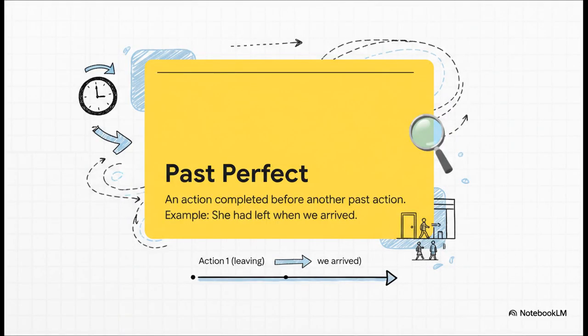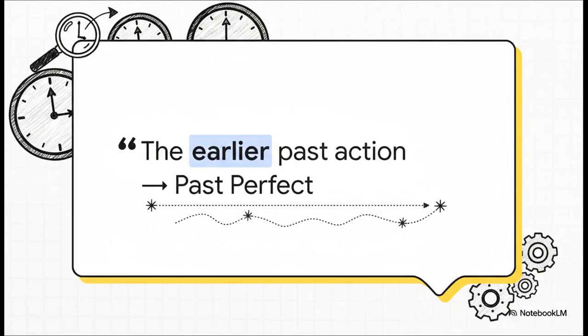So what happens when you're telling a story and you have two things that happened in the past, but you need to show which one happened first? That, my friends, is the job of the past perfect. Think of it as the past of the past. In the example, she had left when we arrived. Both things are in the past, right? But her leaving happened before we got there. It's really that simple. When you've got two past actions, the past perfect flags the one that happened earlier. It's a fantastic tool for making your stories crystal clear.